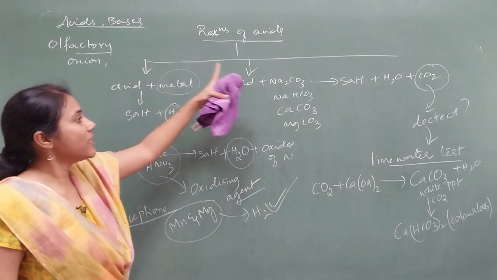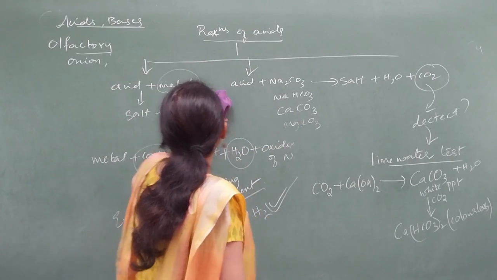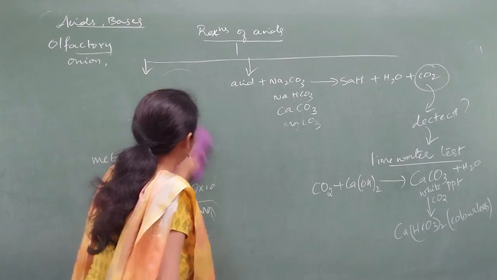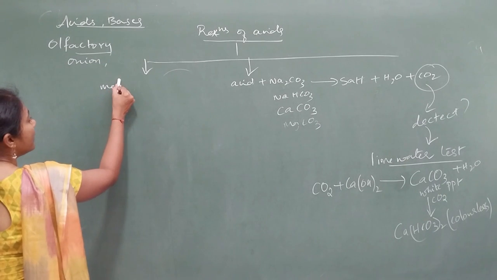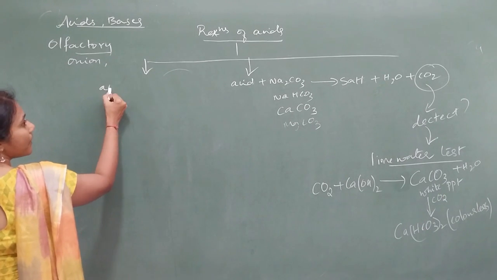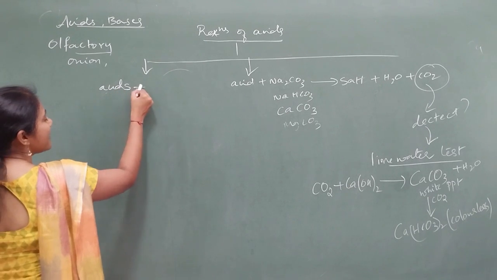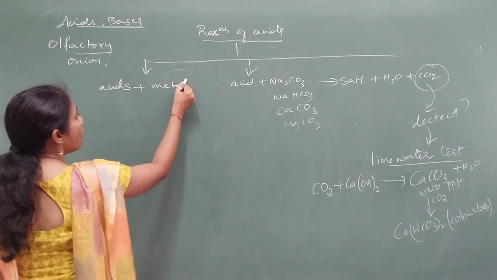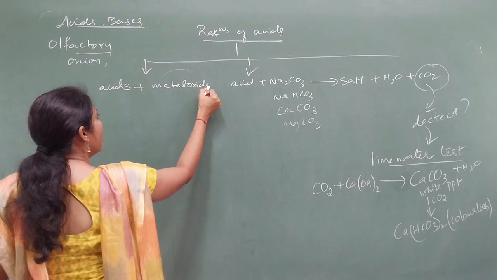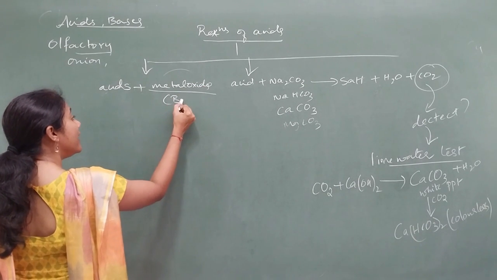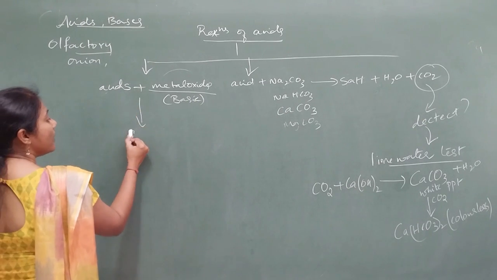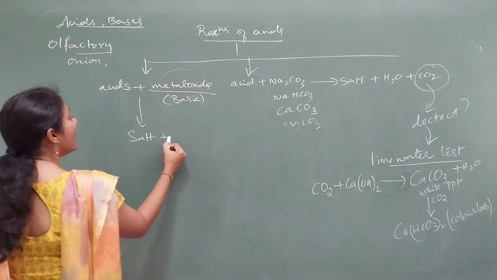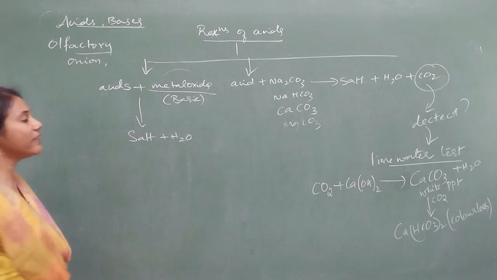So first one is over, second one is over. So now let me go for the third reaction here. Whenever acids react with metal oxides, so metal oxides are usually basic. So whenever acid reacts with metal oxides, you will get salt and water. This is also very important.